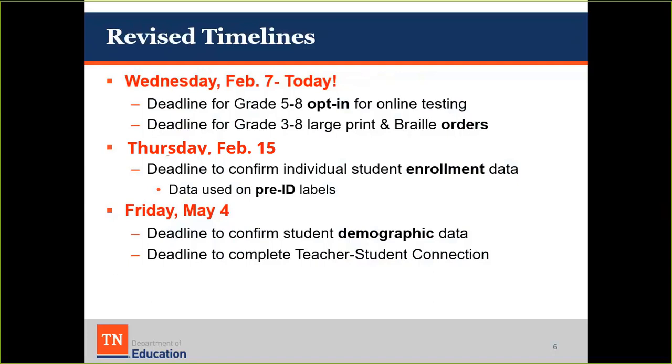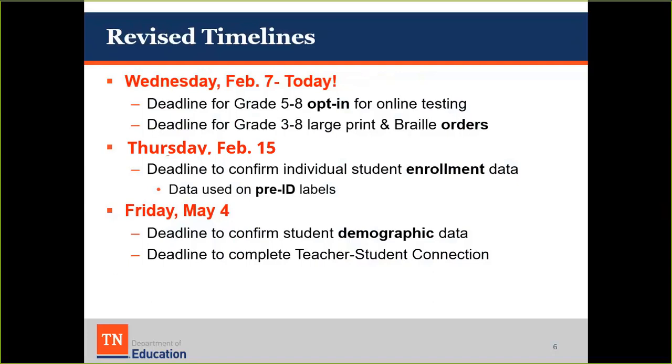February 15th is the deadline that we're going to use to confirm individual student enrollment data. That's the data that's used on pre-ID labels, which means you have approximately a week and a half to get all of that information in and cleaned up, and we appreciate the hard work that you're already doing on that. Finally, there's the deadline that's way out in the future, which is Friday, May 4th, the last day of the test window, is the deadline to confirm student demographic data. That is all of the detailed data.